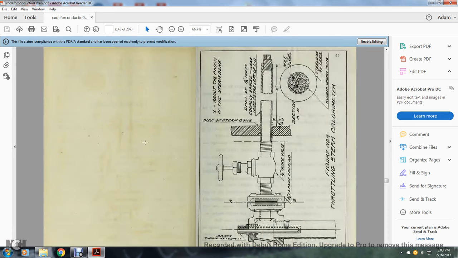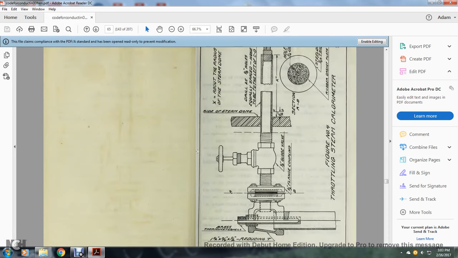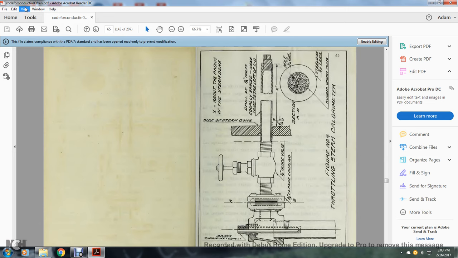All right. This is your brass thermometer reducing T, and I'm going to flip it.